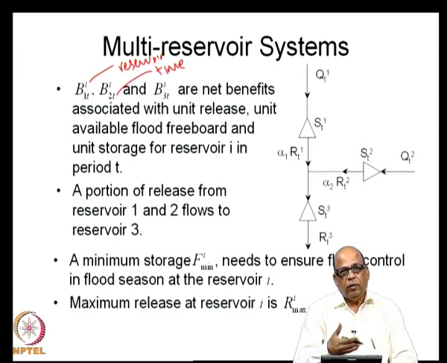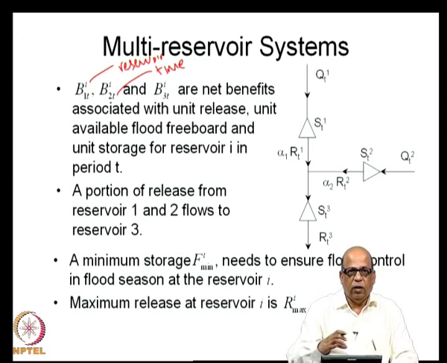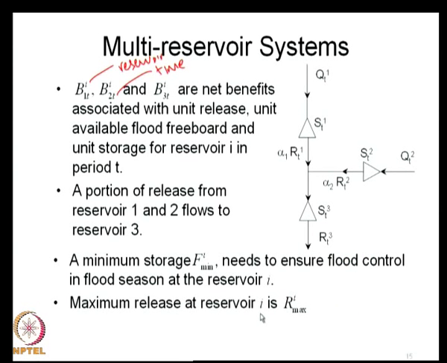Further, the release that you make from a reservoir has an upper limit. A lower limit is of course 0, but it also will have an upper limit, because if you are making the release through a canal, then the canal capacity determines the upper release. So, each of these reservoirs has a maximum limit on the release. So, R_i max is the maximum release that is possible from reservoir i.